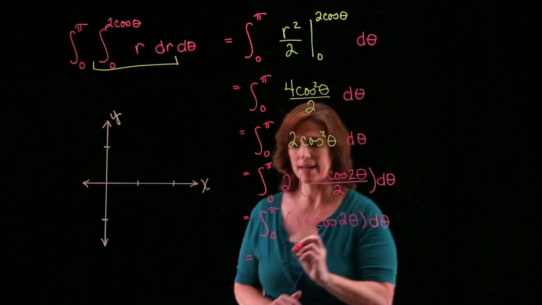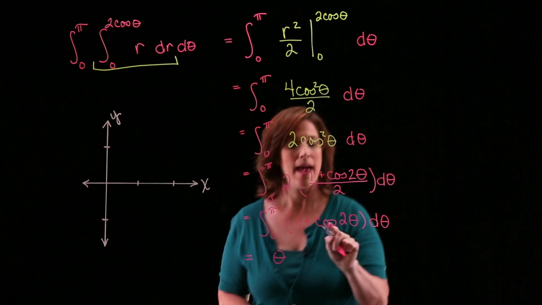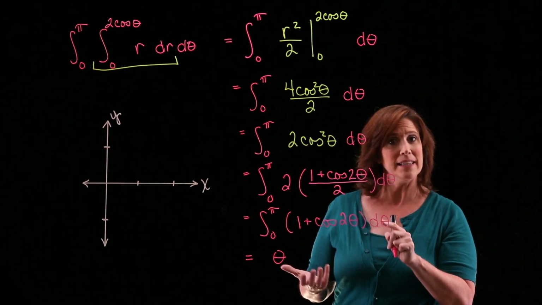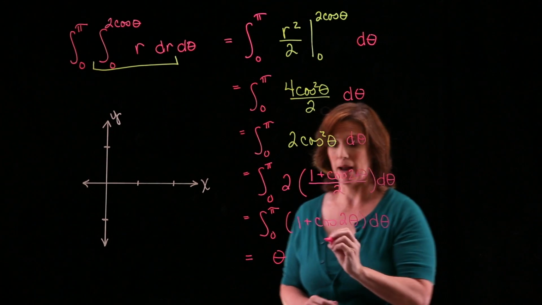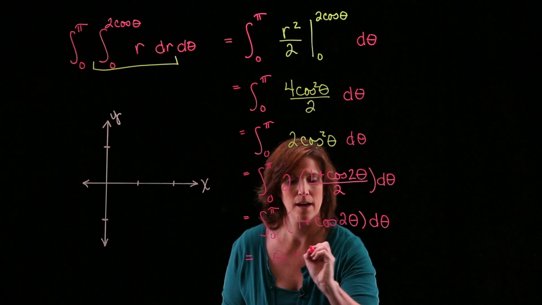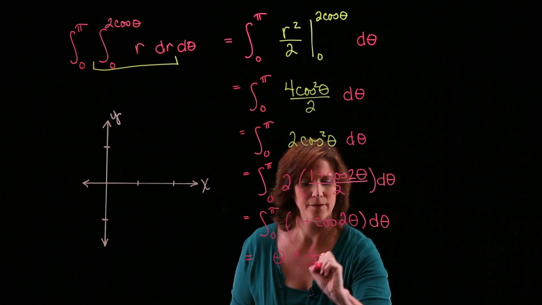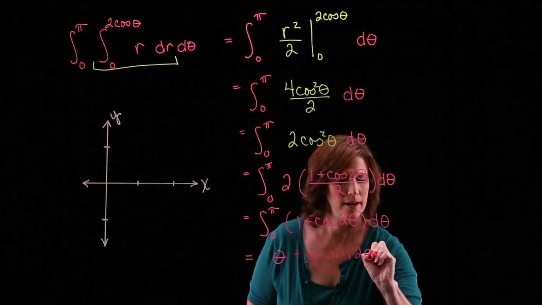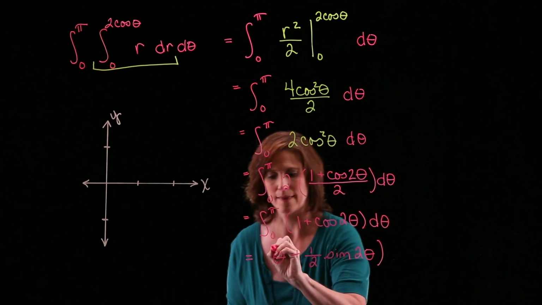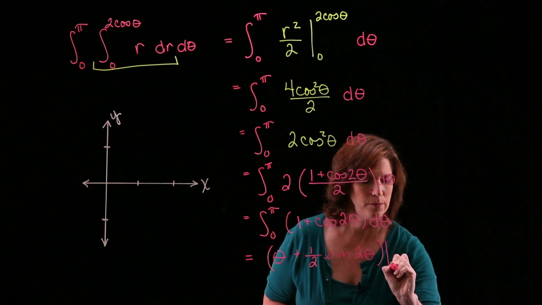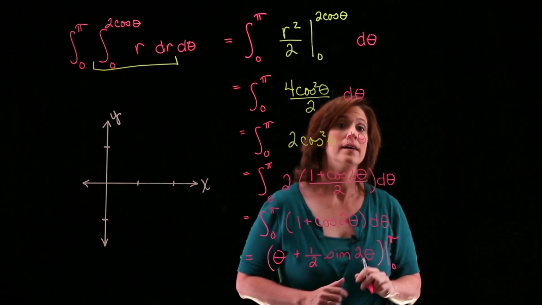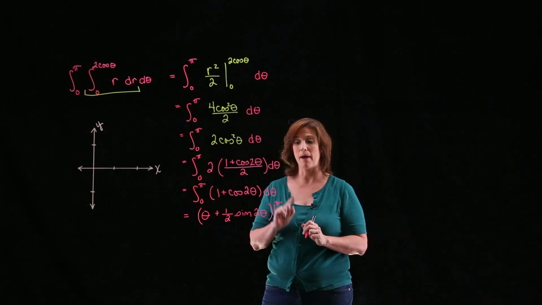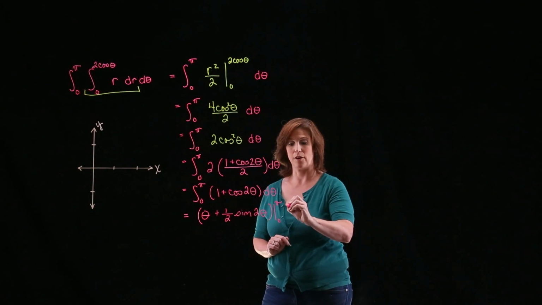The integral of 1 d theta is just theta. And the integral of cosine of 2 theta, I need a small u substitution for this, but I'm just going to write this as 1/2 sine of 2 theta. And I can evaluate that then from 0 to pi. All right, what comes next? I need to plug in my upper and my lower limits of integration.